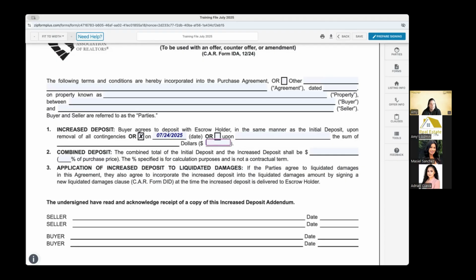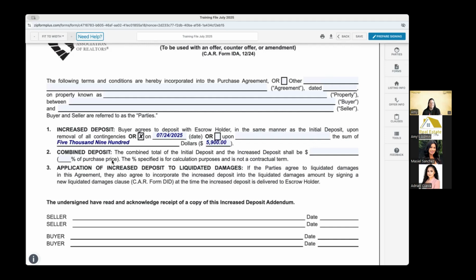I already have $100 on the original purchase contract. So this is where we would do our difference. Maybe our purchase contract is $600,000. We're trying to do a 1% deposit, but today my buyer only has $100. So we're short $5,900. So I'm just saying my increased deposit is going to be $5,900. So we're going to put what the increase is, not the total.